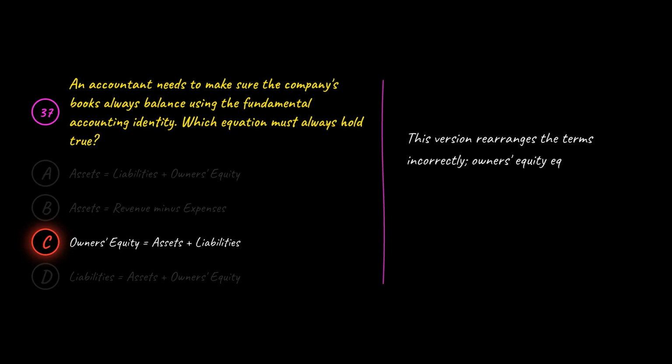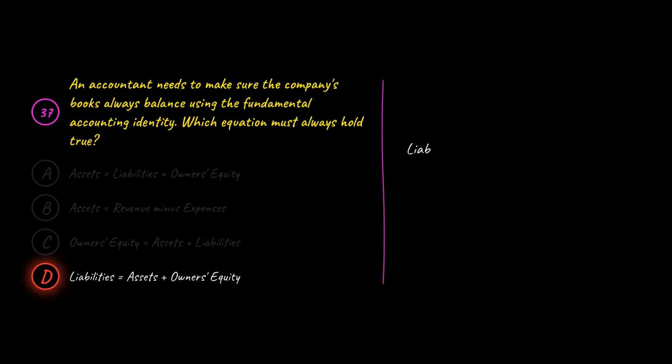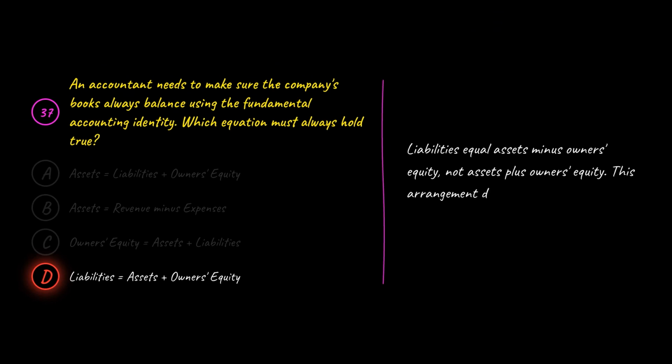Owner's equity equals assets minus liabilities, not assets plus liabilities. Adding liabilities to assets overstates the owner's stake. D is wrong because liabilities equal assets minus owner's equity, not assets plus owner's equity. This arrangement does not keep the equation in balance.